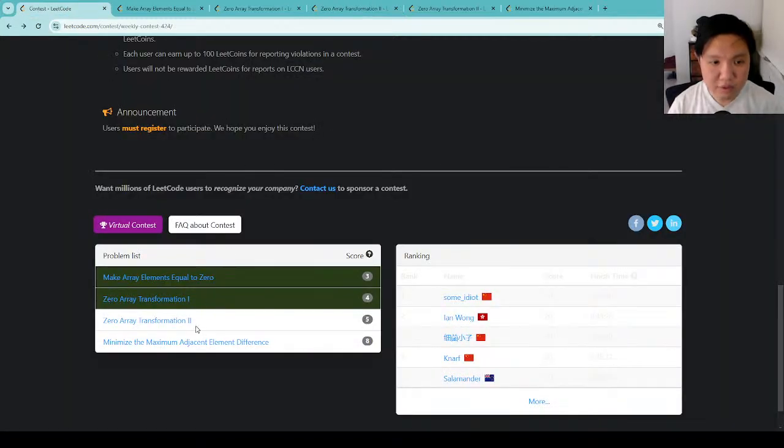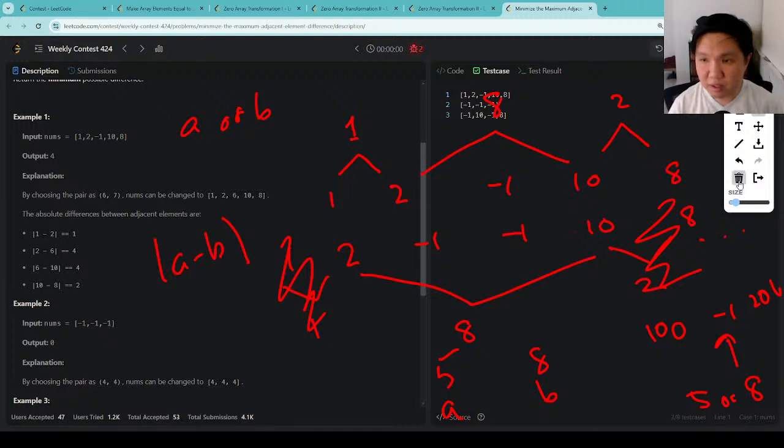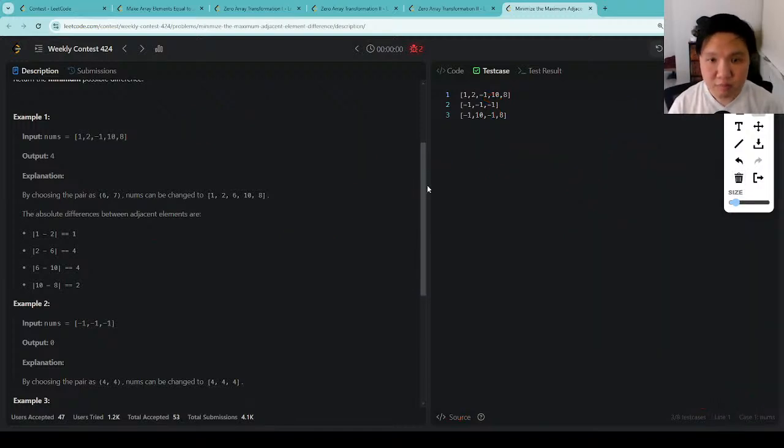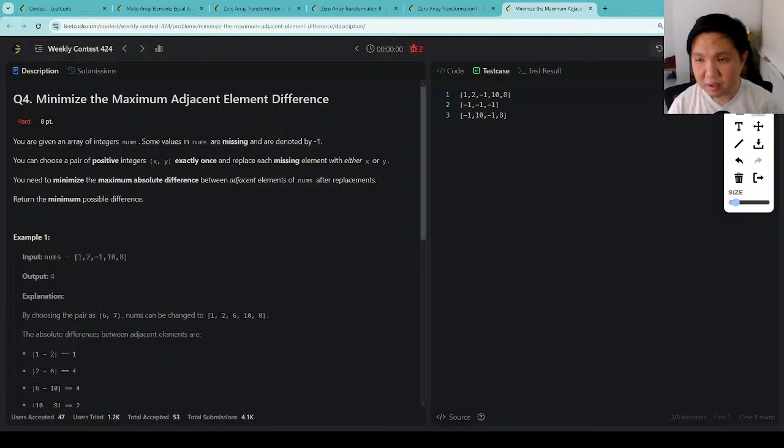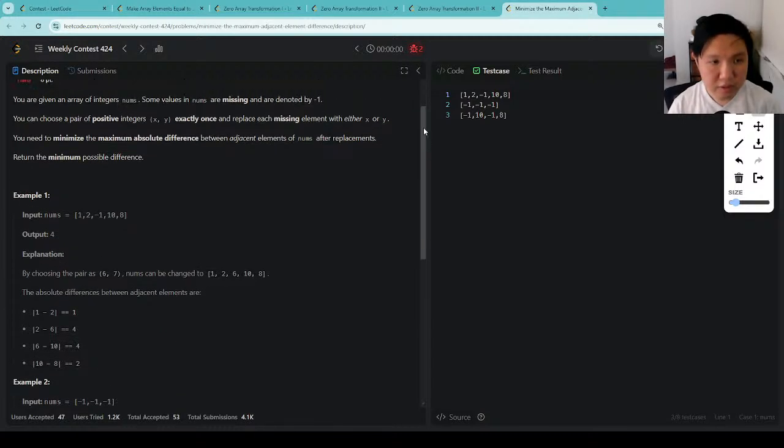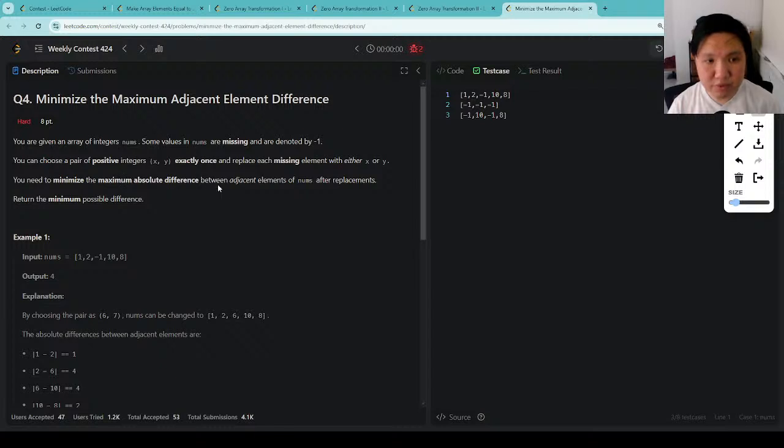Okay, so question 4. I didn't manage to do it. I ran out of time on question 3, but let's go through the idea behind it anyway, or at least what I think the idea should be. So question 4, minimize the maximum adjacent element differences. You're given an array of integers nums. Some values in nums are missing and are denoted by -1. So you can choose a pair of positive integers, x, y, exactly once, and replace each missing element with either x or y. You want to minimize the maximum absolute difference between adjacent elements of nums after replacement.